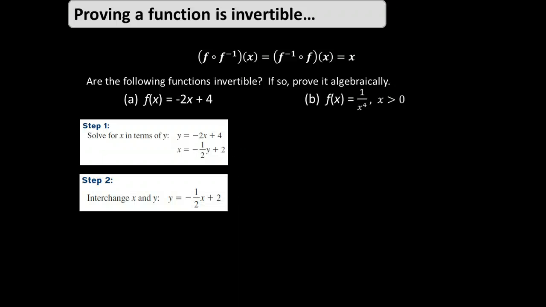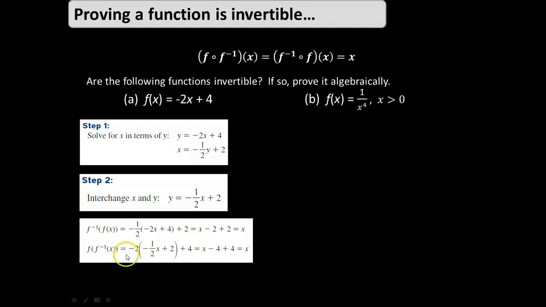Next, I'm going to switch the x and y variables, so I'm going to change that to be y is equal to negative 1/2 x plus 2. And now I'm going to do the math. I'm going to do f composed with the inverse. Actually, this one has f inverse composed with f first. No big deal, we have to do it both ways.